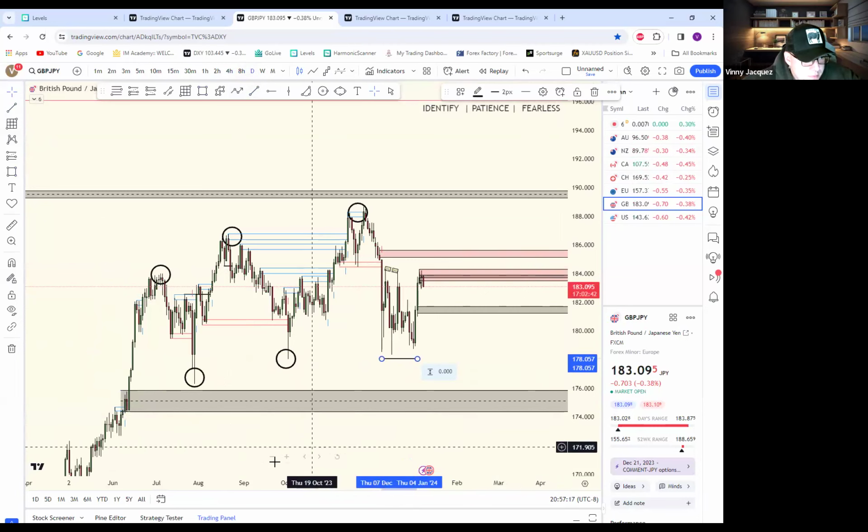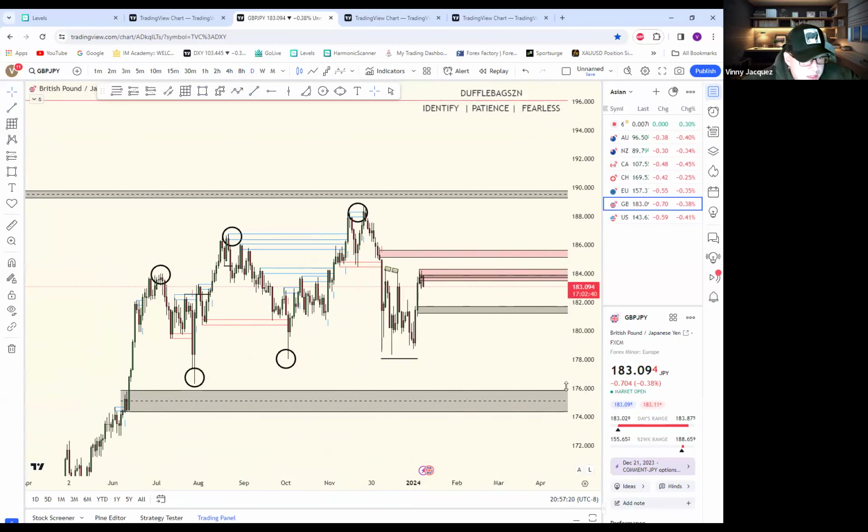And I've been waiting for this zone for a minute. Look at that, guys. Do you guys see an alert anywhere? Oh my god, I'm horrible. All right, so I've been waiting for this for a minute.